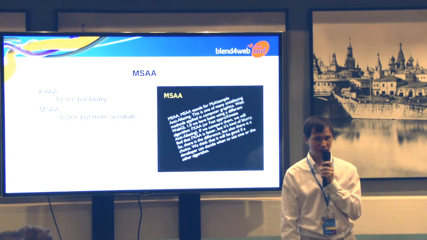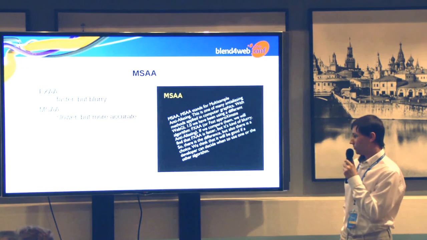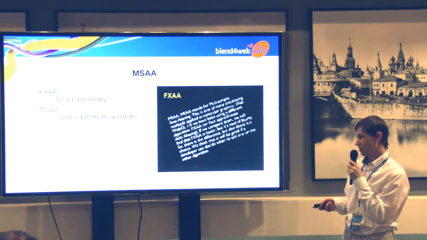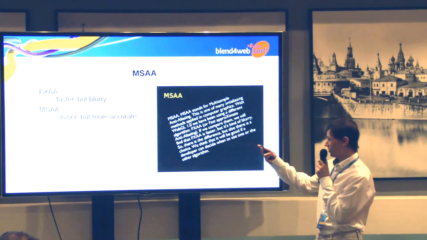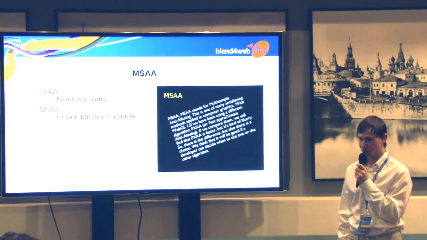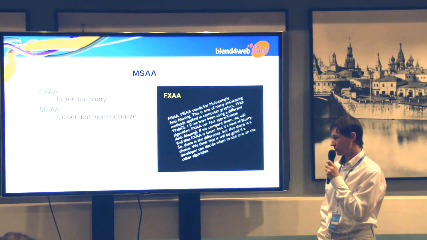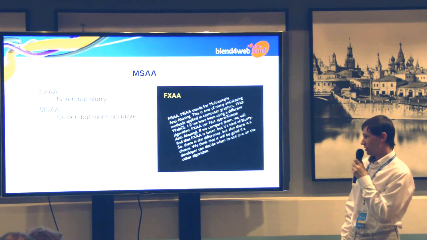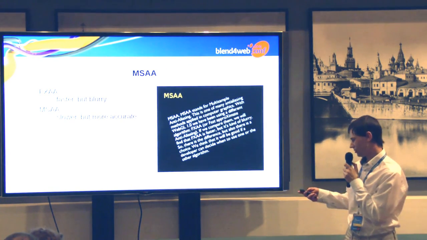MSAA stands for multi-sample anti-aliasing. This is one of many anti-aliasing methods applied in computer graphics. For now, with WebGL 1, we have been using a different method called FXAA, or Fast Approximate Anti-Aliasing. If we compare them, we can see that FXAA is faster, but it is a bit blurry and less accurate. So there is a difference, but also there is a choice. And we think that it will be good if a developer can decide when to use one or the other algorithm. As you probably know, MSAA has already been implemented in Blend4Web. So the first step towards WebGL 2 has already been taken.